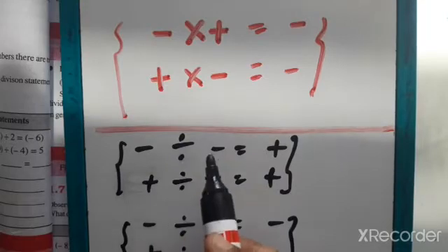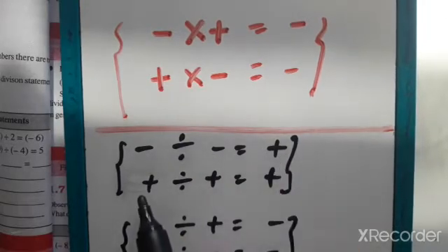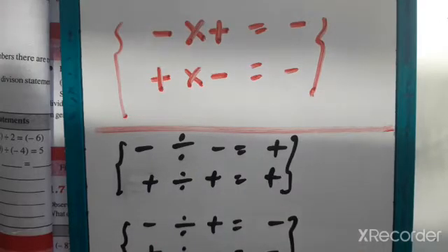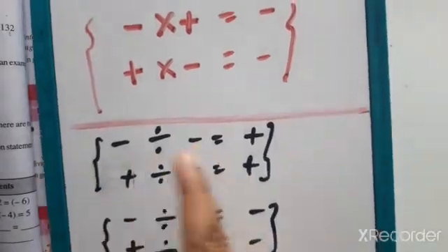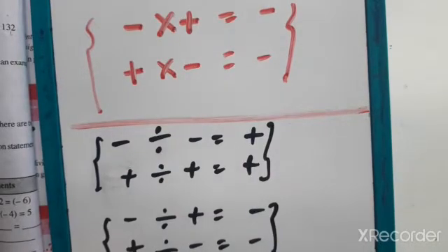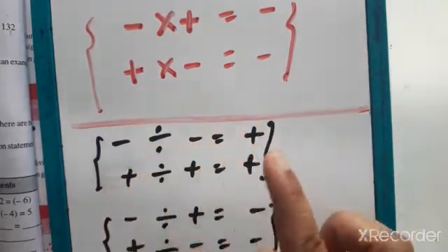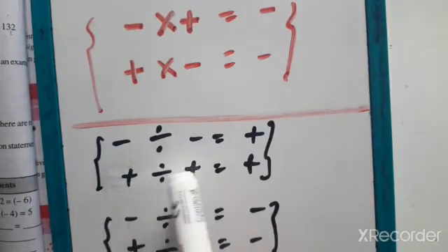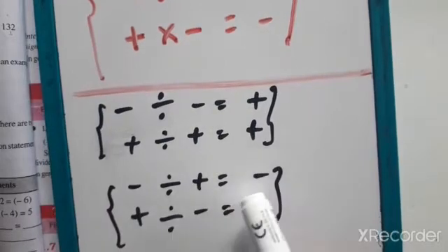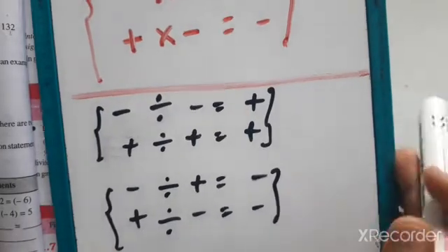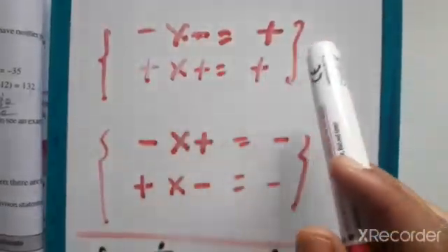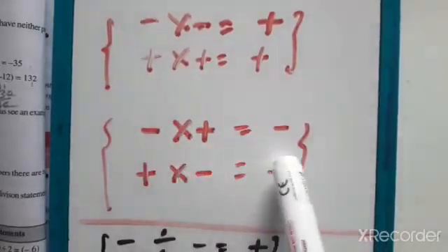If minus divided by minus, the answer is with a plus symbol; plus divided by plus, the answer is with a plus symbol. Same symbol means plus symbol. The same method is applicable for division. Same symbol divided by the same symbol means plus, different symbol means minus. Minus divided by plus means minus symbol, plus divided by minus means minus, the same multiplication rule.